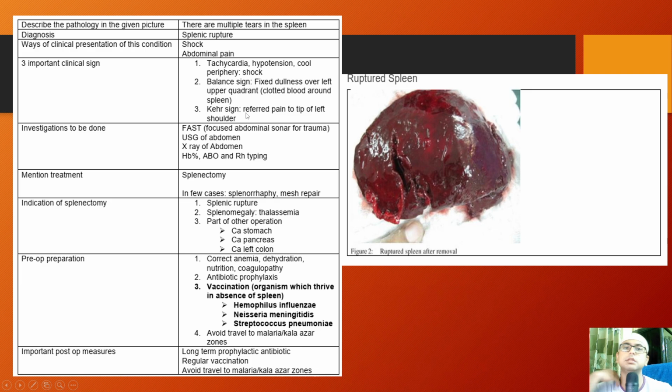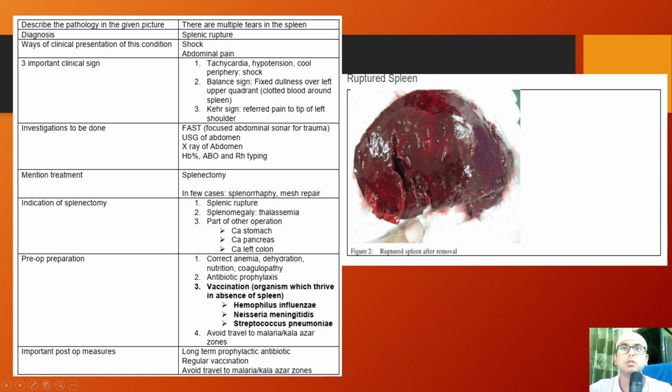Kehr's sign, that means there is pain in the left supraclavicular region, shoulder tip pain. That means the diaphragm is irritated somehow, because cervical 3, 4, 5 is the phrenic nerve origin point, and it supplies the diaphragm. So if there is any diaphragm irritation, pain can be caused through the cervical 3rd, 4th, and 5th. So Kehr's sign means referred pain at the tip of the left shoulder or right shoulder.